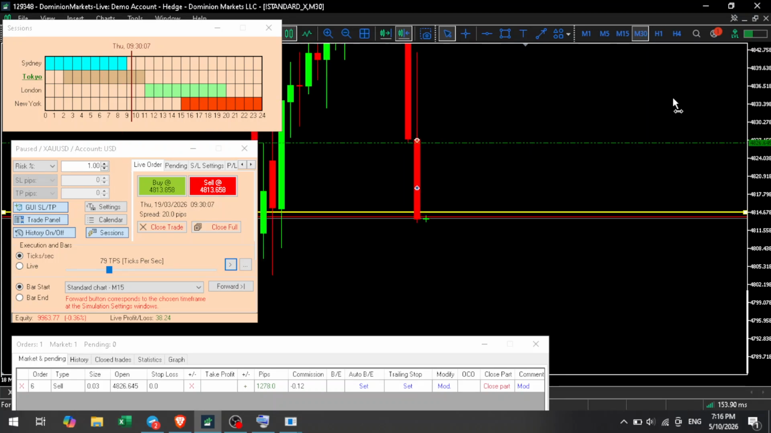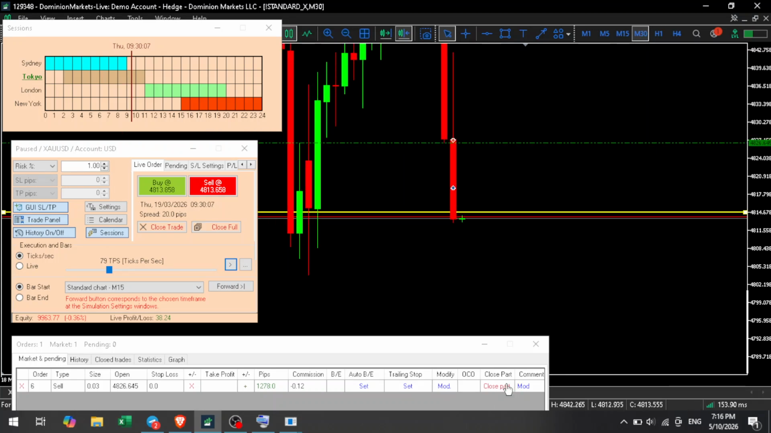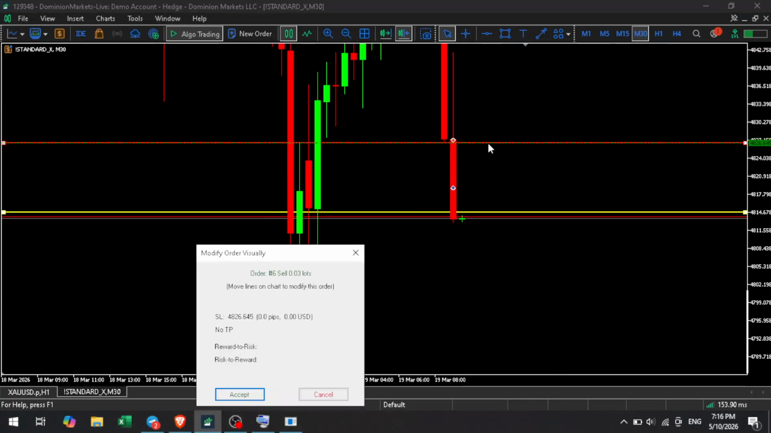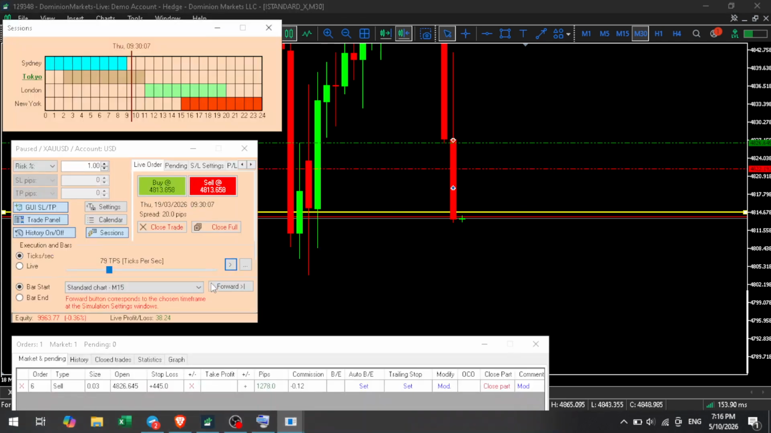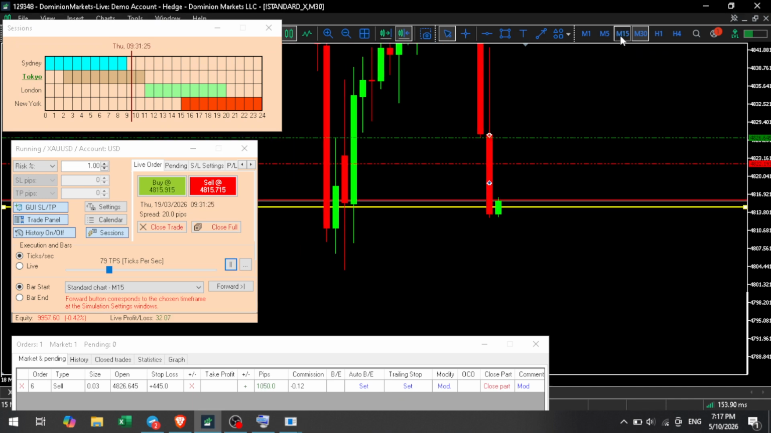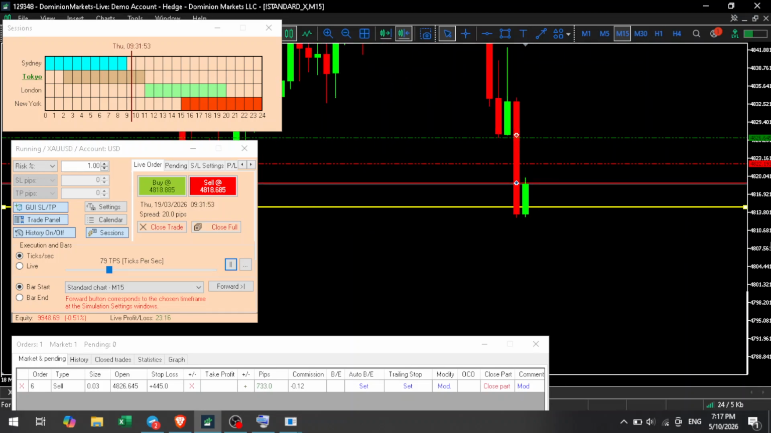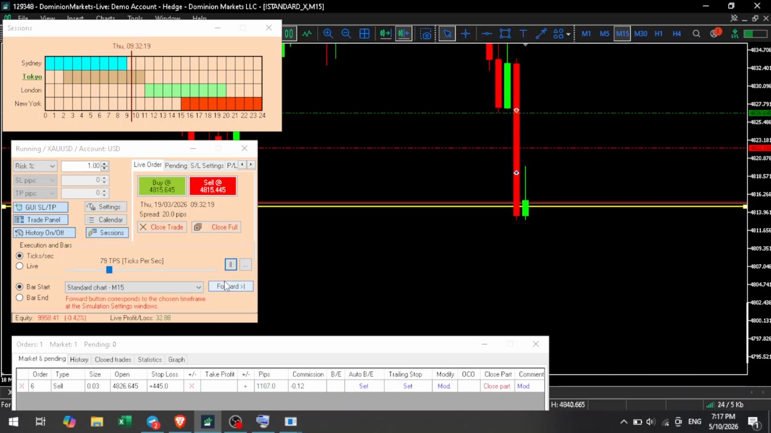190 pip candle. Maybe we should get a stop loss here. Yes, let's see how the next 15 minutes plays out. Can it go down further? Can it retrace? We don't know. Let's see how that goes.